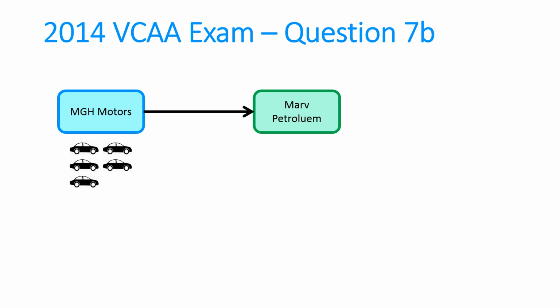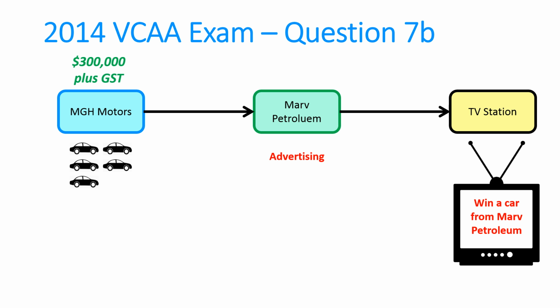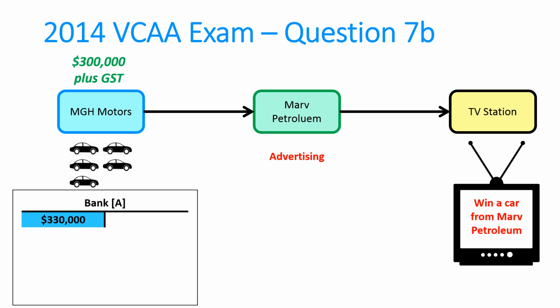So we need to, again, recognize what actually happened in this question. One business agreed to sell cars to another business, but they were to be used for advertising purposes. So Mars Petroleum gave this business money plus GST, however they didn't get the cars. What was going to happen was they were going to call those cars advertising, run some ads on TV saying win a car from our business, and then when a customer won a car, they were going to give them that car.